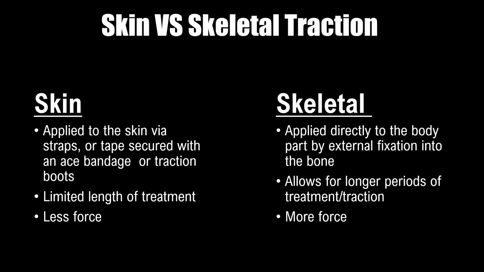Skin traction is applied to the skin via straps or tape secured with an ace bandage or even traction boots. This is a little bit more limited for length of treatment, and less force is typically used for skin traction. And then skeletal is traction applied, if you remember that external fixator device picture, where we have the ropes and pulleys attached to the external pins that are coming out of the bones. So it allows for longer periods of treatment, and you can apply more force to skeletal traction.